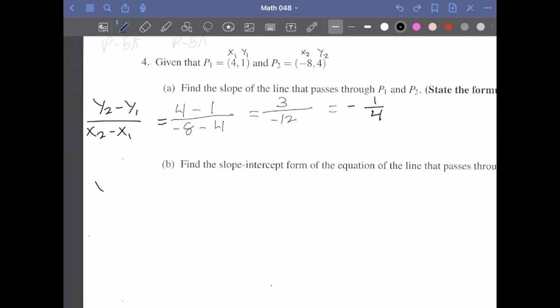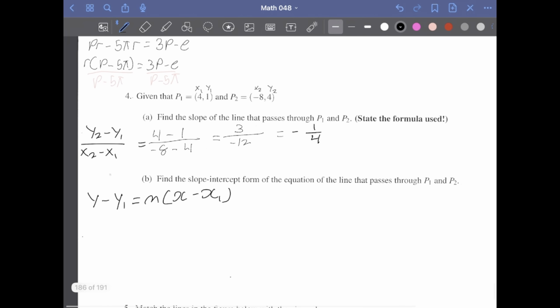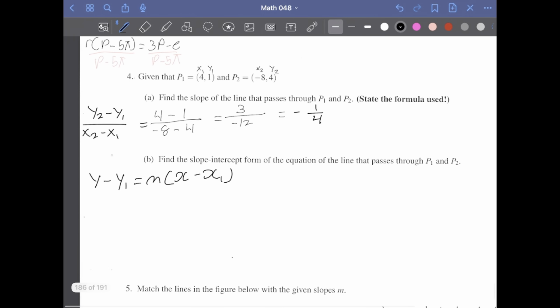That formula is y minus y1 is equal to m open bracket x minus x1. So now we're just going to substitute the slope and P1. So we have y minus y1, which is 1, is equal to m. Our slope is negative 1 over 4, open bracket x minus x1, which is 4. So we just put x minus 4.